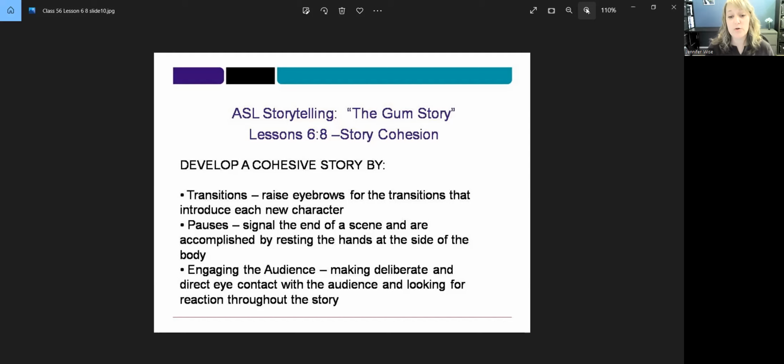You can also develop a cohesive story by engaging the audience, which we've talked about before. Look for that in the gum story as well. Make deliberate and direct eye contact when you are the narrator, when you're telling a story, and look for their reactions throughout the story. Like if you sign something like, "Ooh, isn't that scary?" or "gross," or whatever, you look to them as the narrator, as the storyteller, for a reaction.